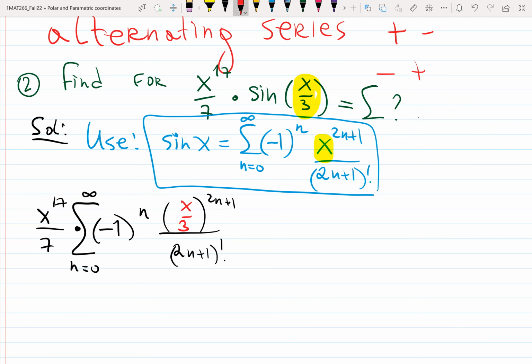Does it make sense? That is a series. The series showed up from the sine. Copy paste everywhere you see x. Put x over 3 instead.